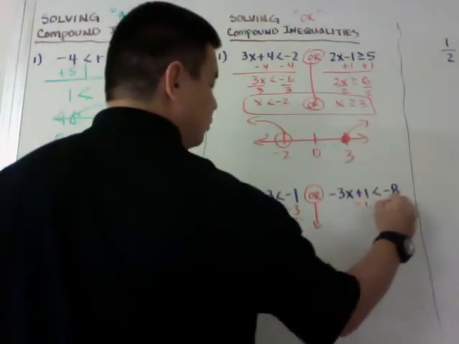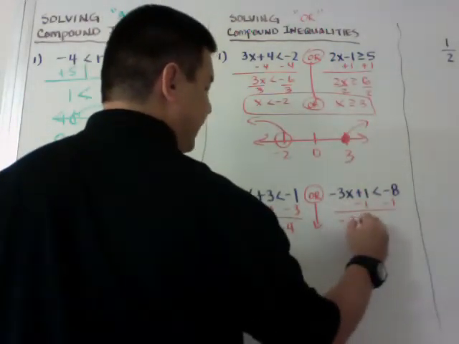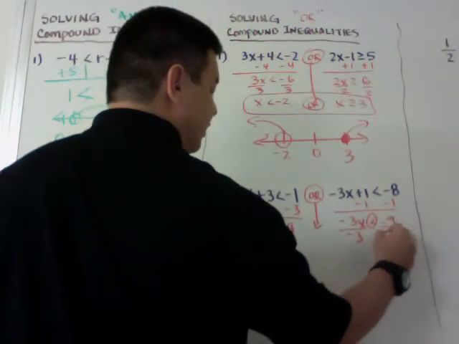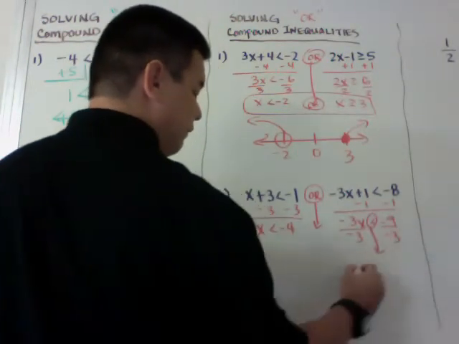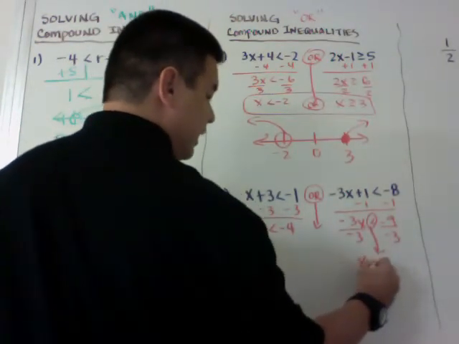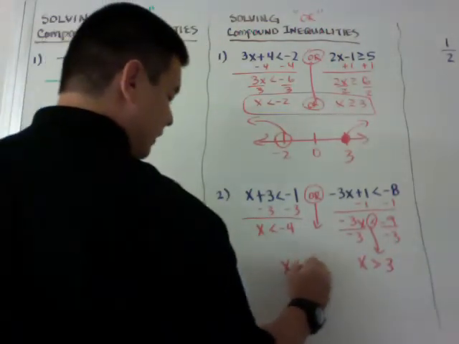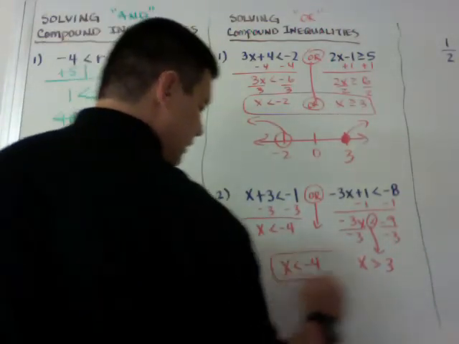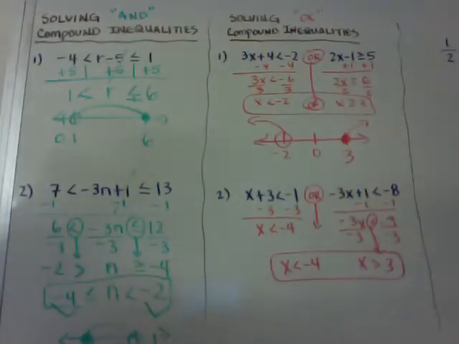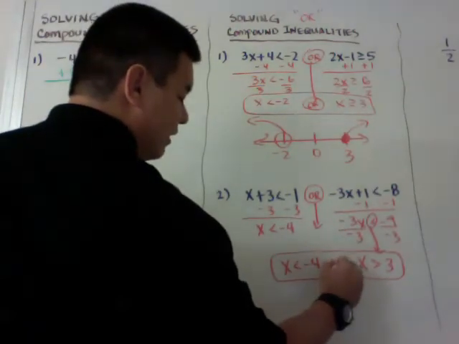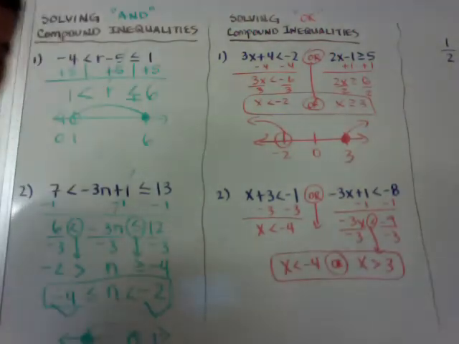When I minus 1 from both sides, I got negative 3x less than negative 9. Divide by negative 3. Once I divide by negative 3, I need to flip the sign. So it becomes greater than positive 3. So when I write it, I'm going to write it this way. Okay. And if you notice, I forgot to write the OR. So that would be considered wrong, okay, or half wrong. You got to write the OR.